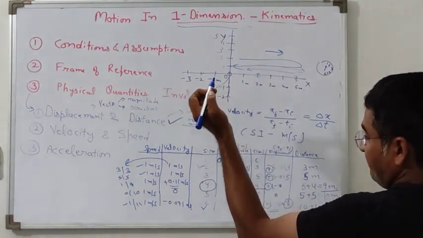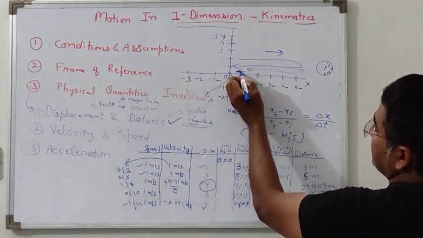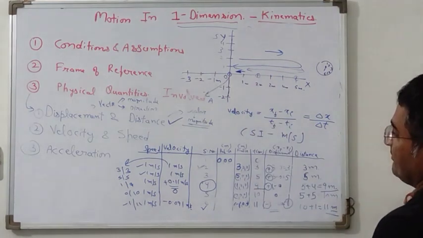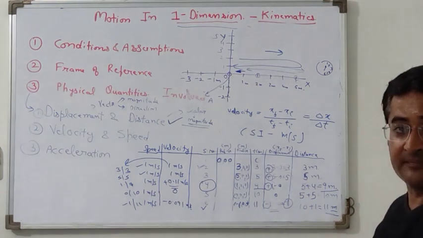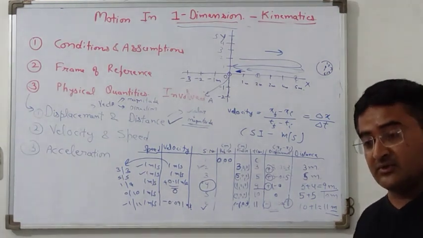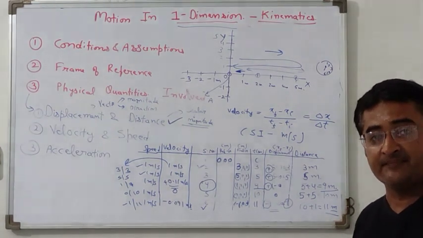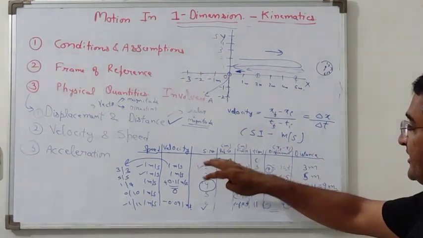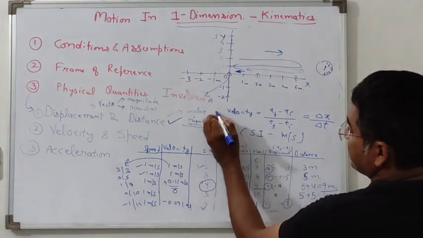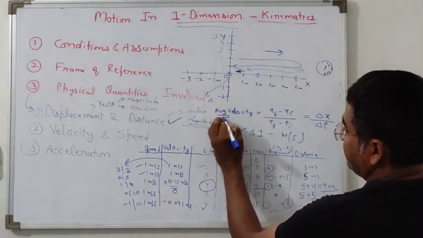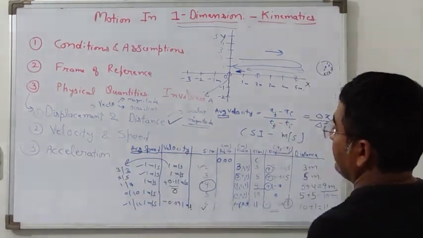So when it is here, the direction of velocity is towards the left, but here it is showing towards the right. So why is this happening? The answer lies in the difference between average velocity and instantaneous velocity. Whatever calculations we have done in this table correspond to average velocity. So this is average velocity and this is average speed.